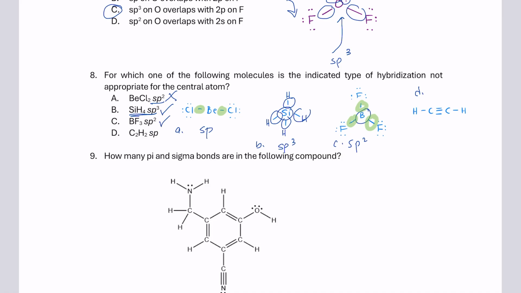Finally, we have C2H2 that's drawn right here. And we'll notice that each carbon atom here is surrounded by 2 regions of electron density, which means they are sp hybridized.